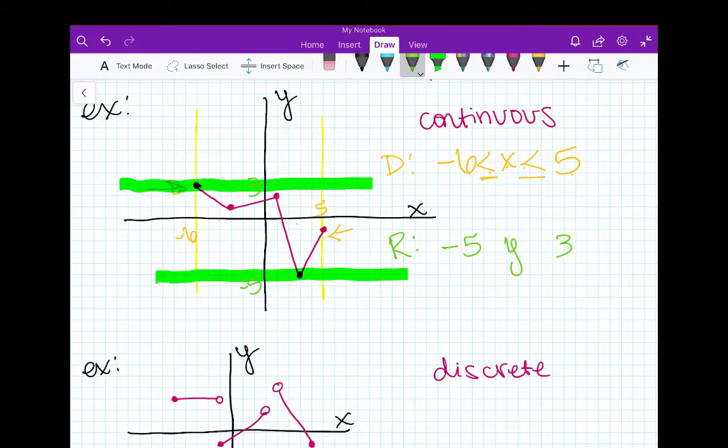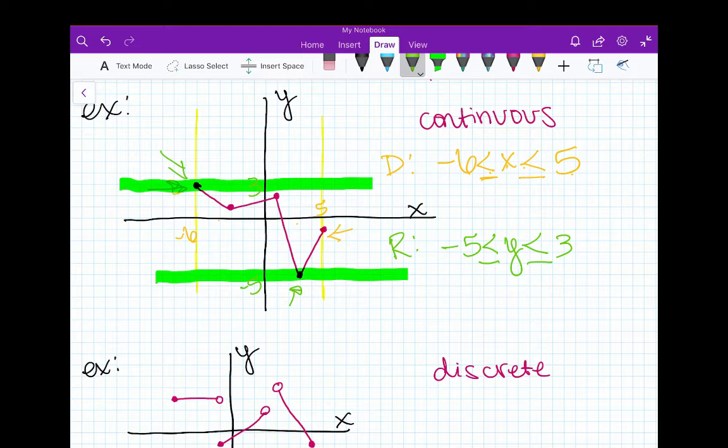And remember, those are the y values. We're still going to use a less than symbol. Can it equal -5? Yes, it can. Can it equal 3? Yes, it can equal 3. So negative 5 is less than or equal to y is less than or equal to 3.